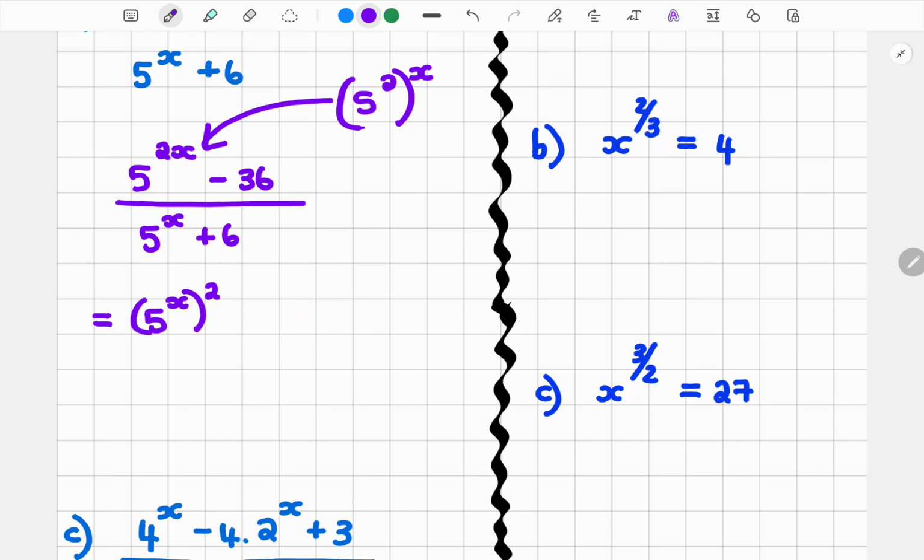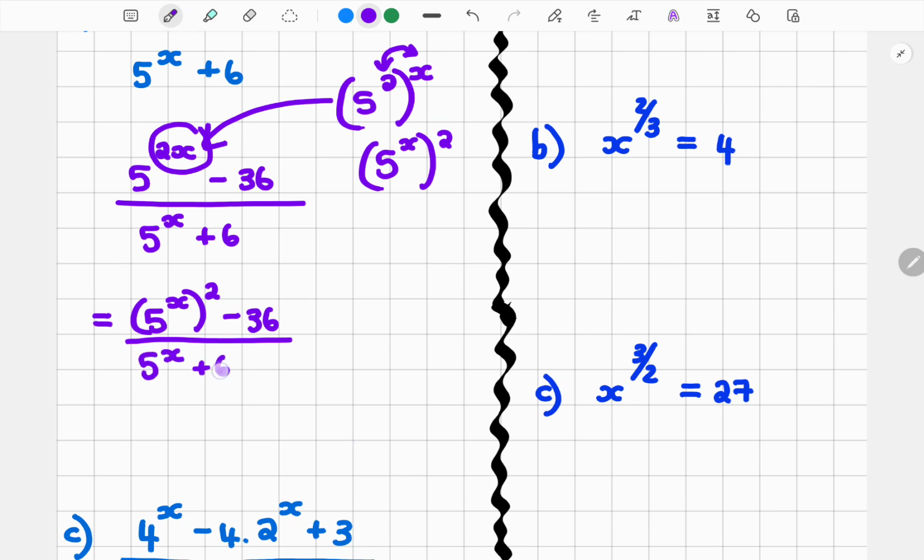Do you see that if I work backwards, it will give me 5 to the power 2x again? Because a power raised to a further power, you multiply. So all I do is the old switcheroo, and I just swap those two around, because x times 2 still gives me 2x. Okay, minus 36 over 5 to the power x plus 6.